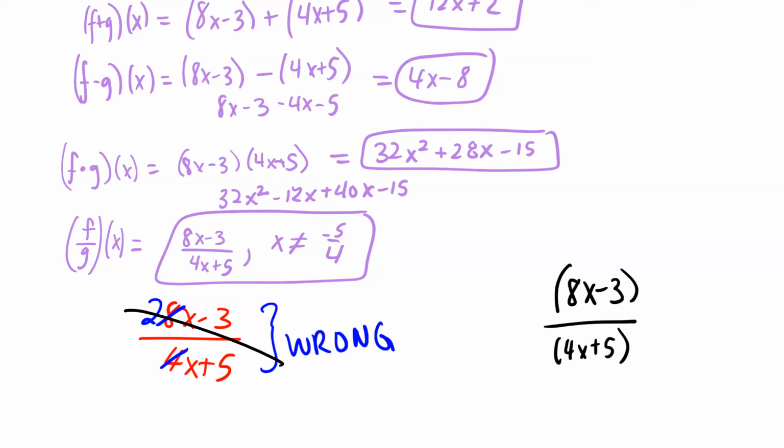I can't do that over here. That's wrong. If you draw parentheses, it makes it a little clearer. You have to do parentheses before you do the division. You can't just cross out numbers like that. Okay. Do we have questions on number 1?